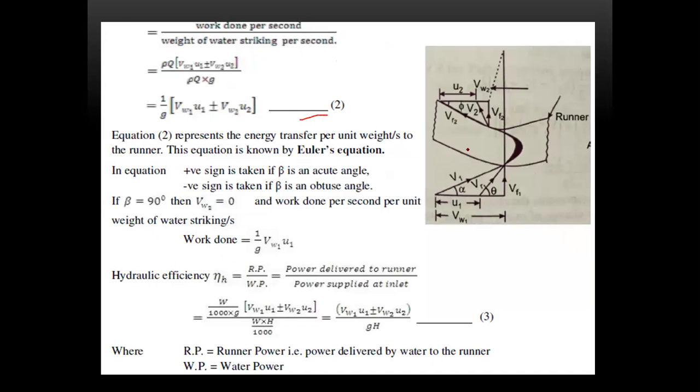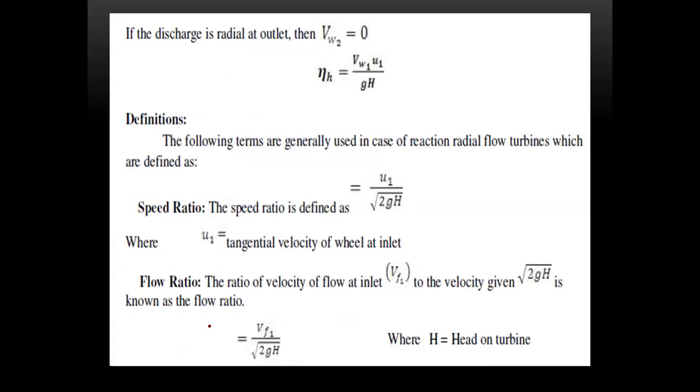Next, work done. So this is a figure of this Francis turbine. See all these cases, hydraulic efficiency. Next, the discharge is radial at outlet where V2 is equal to 0. Efficiency is equal to Vw1 U1 by g into H. Coming to the definitions, what is the speed ratio? The speed ratio is defined as U1 by root 2gH, where U1 is the tangential velocity.